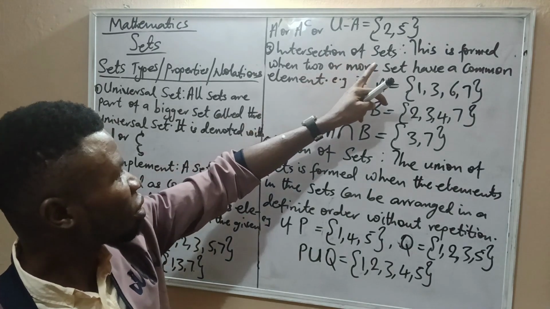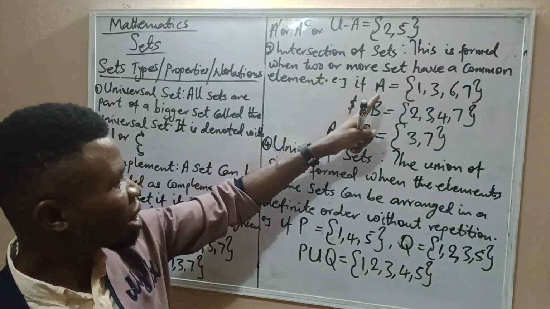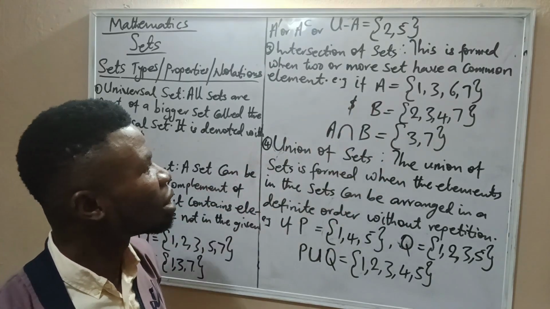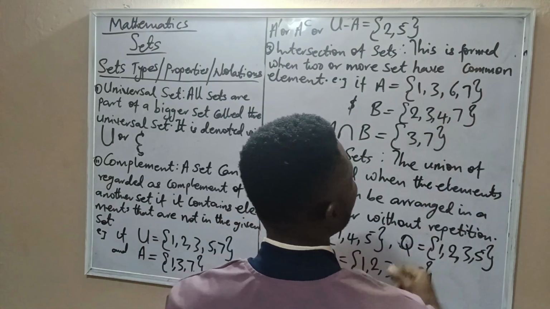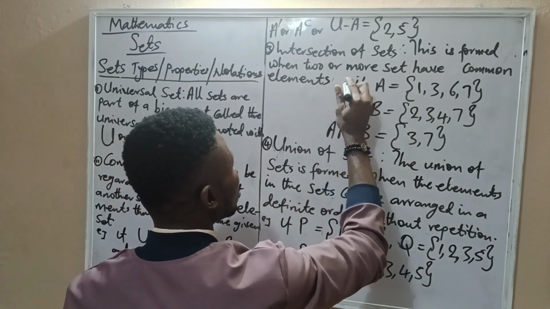Now we have intersection of sets. This is formed when two or more sets have a common element. So they have common elements, because it mustn't be one.